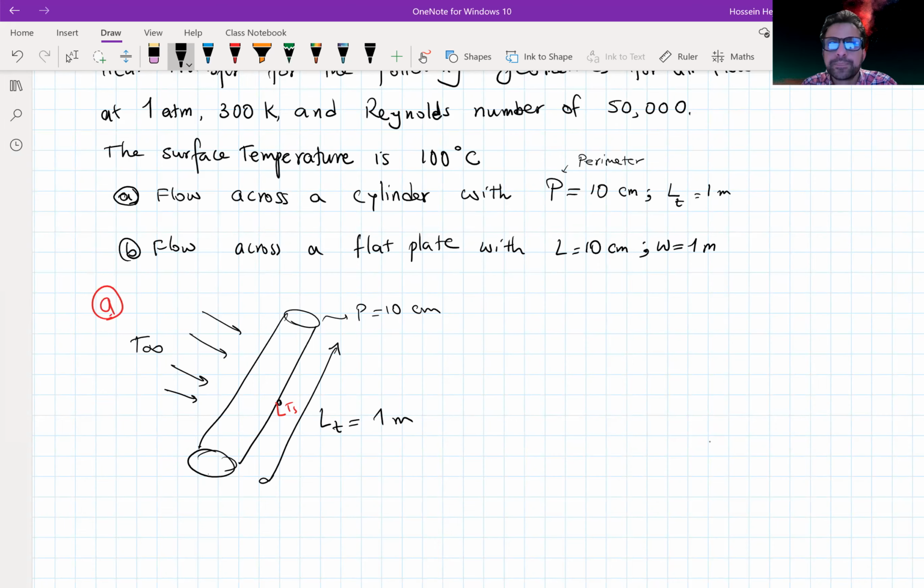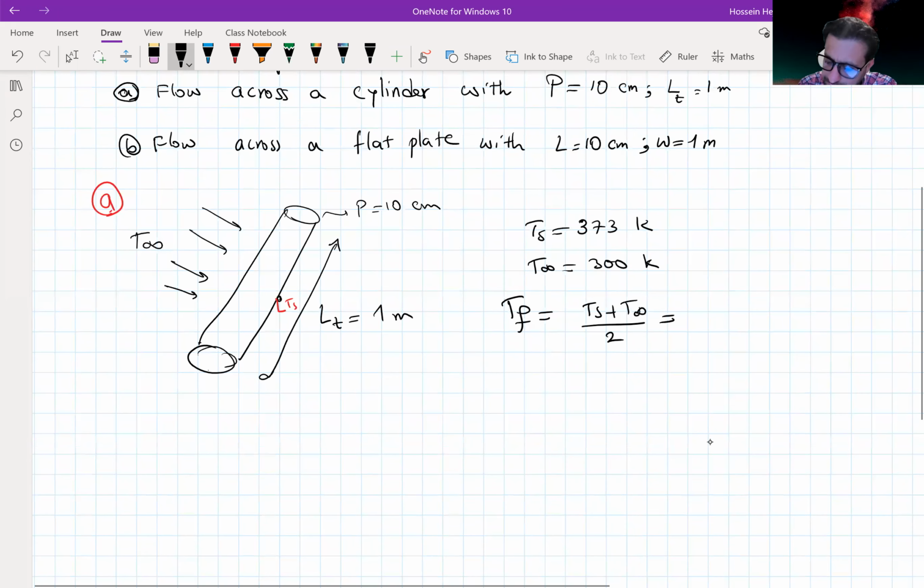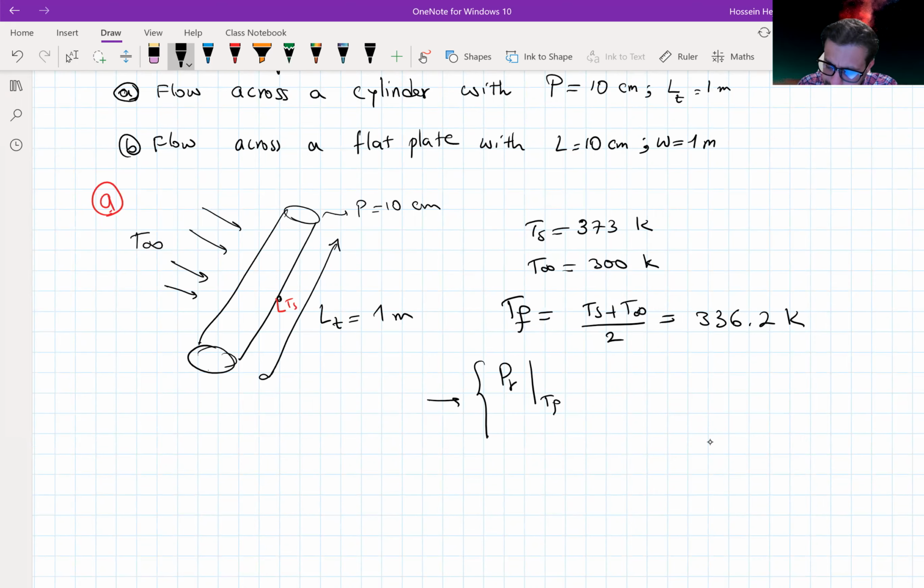300 degrees Kelvin. So Ts is 373 degrees Kelvin. T infinity is 300 degrees Kelvin. So film temperature is going to be Ts plus T infinity divided by 2, which will give you 336.2 degrees Kelvin. Now, having that one, we can find out what we need. Prandtl at this TF is going to be 0.702, and conductivity at this film temperature is going to be 0.029 watt per meter Kelvin.